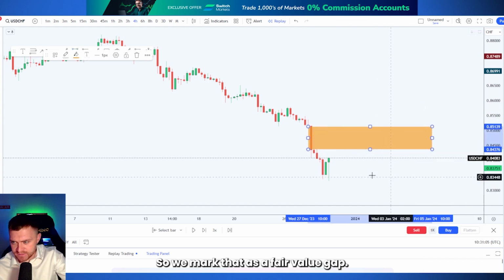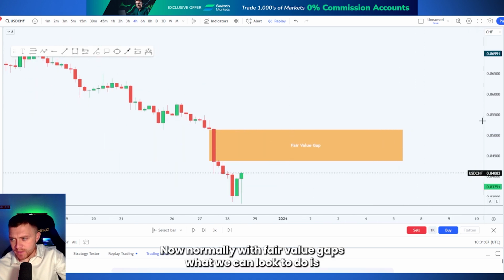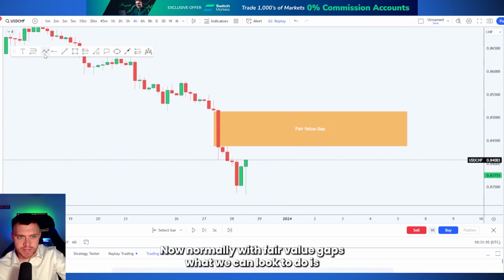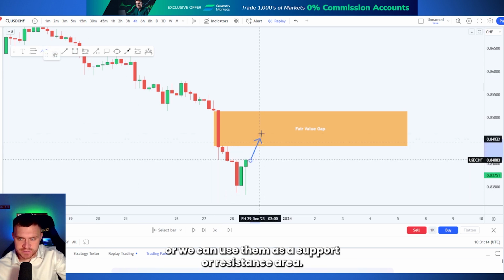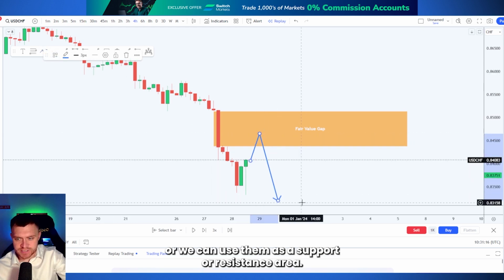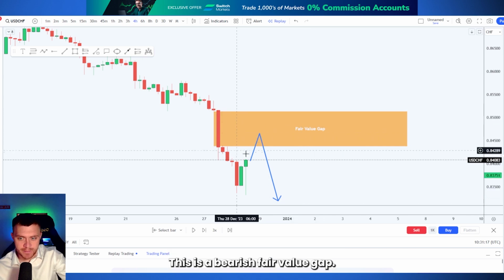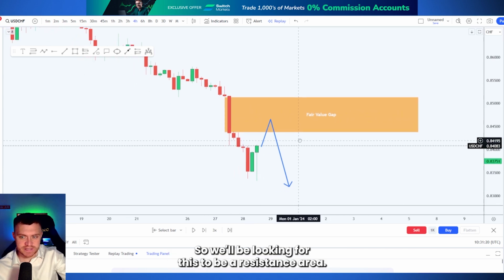So we mark that as a fair value gap. Now normally with fair value gaps, what we can look to do is use them as a target for prices, or we can use them as a support or resistance area. This is a bearish fair value gap, so we'll be looking for this to be a resistance area.